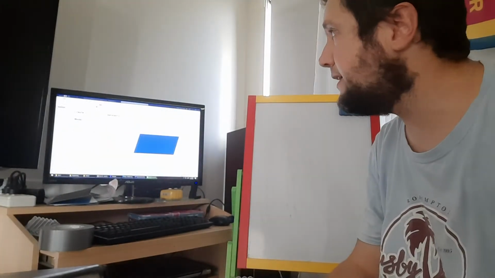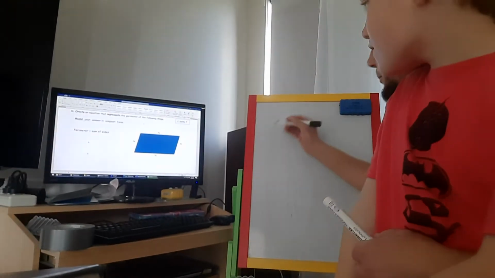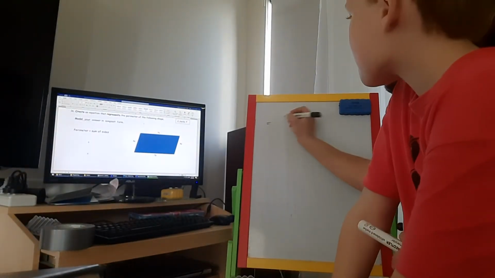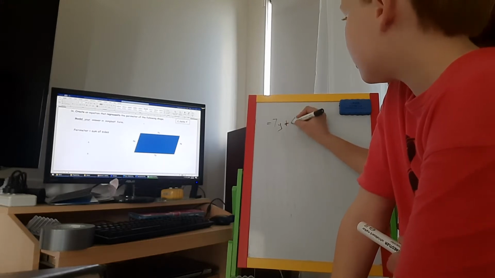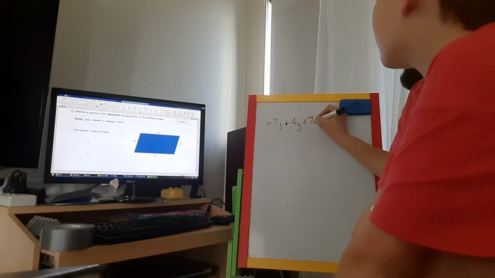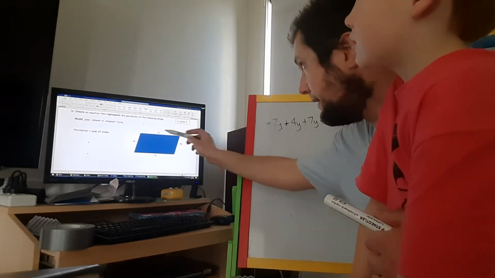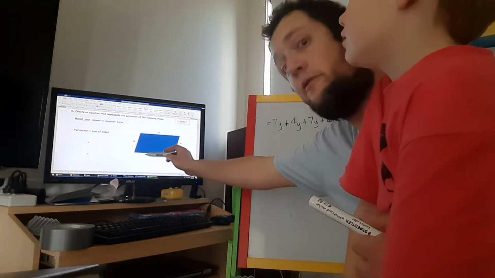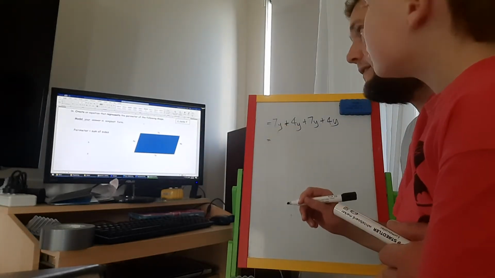Okay, question 16, the distance around this object. Right, so perimeter is the sum of the sides. What are the sides? 7y and 4y, and they're both there twice. Remember, perimeter's distance around the outside. So you're going to have 7y plus 4y plus 7y plus 4y. Yeah, it's the distance around it.